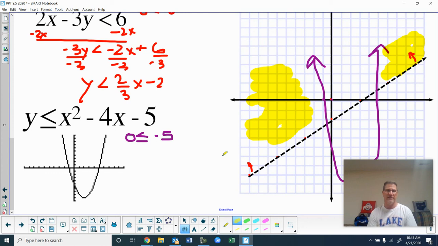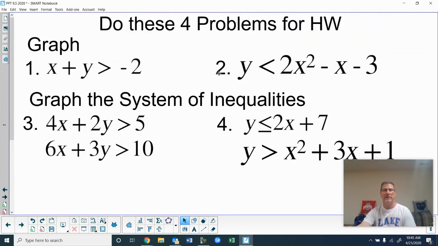This is section 9.5. Instead of taking a picture of the problems I want you to do from the book, on the next slide are the 4 problems I would like you to do. All right, just like the 4 I just did. Doing a line, a linear inequality, a quadratic inequality. Remember to shade. All right, dashed lines, remember, when you don't have the equal to. When you have the equal to, solid line.